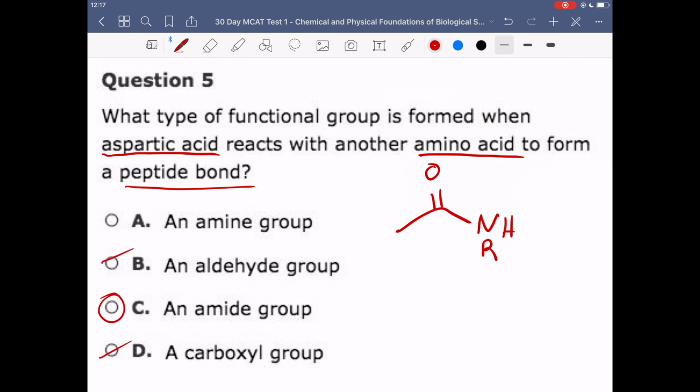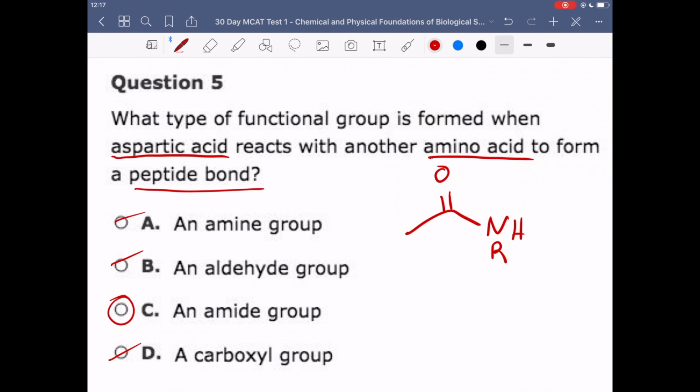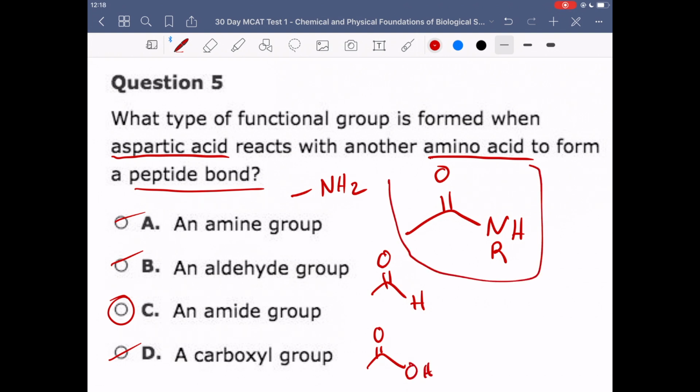So that's just another name for a peptide bond: an amide bond, because that type of carbonyl is an amide. It's not an amine. That would just be a nitrogen attached to an alkyl chain. It's not an aldehyde. Aldehydes look like that. It's not a carboxyl group because they look like that. So it looks like this with a nitrogen. So a peptide bond, another name, is an amide bond. So that's the correct answer for question 5.